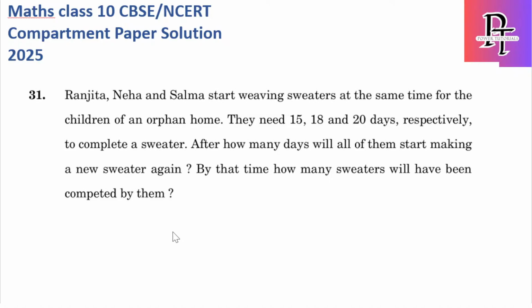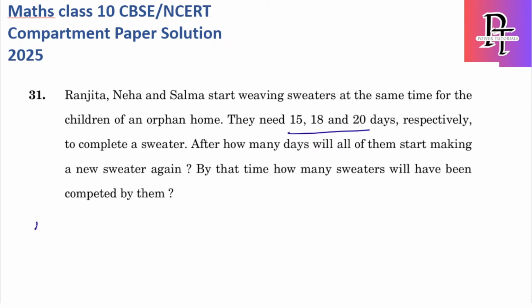Ranjita, Neha and Salma start weaving sweaters at the same time for the children of an orphan home. They need 15, 18 and 20 days respectively to complete a sweater. After how many days will all of them start making a new sweater again? By that time, how many sweaters will have been completed by them? So if you want to know after how many days all of them will start making again, it will be the common multiple. So definitely for this question you have to find the LCM of these three.